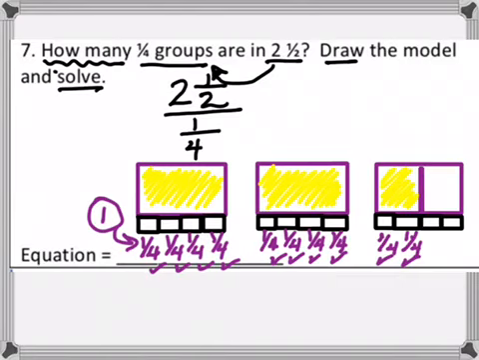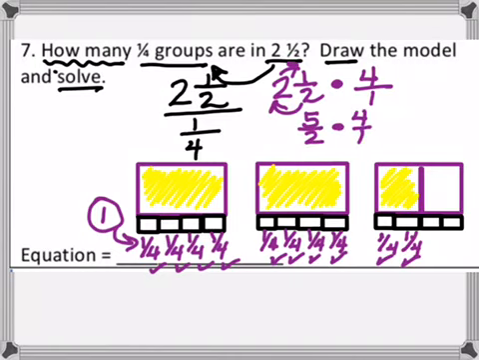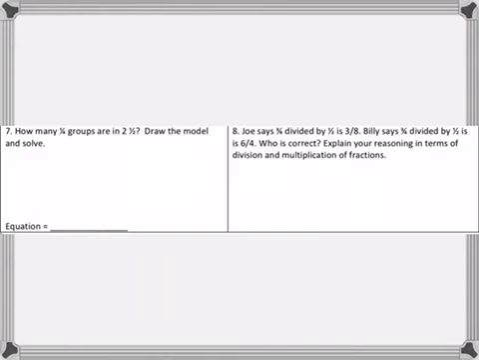But in order to really hone in on that to make sure it's true, I can use my same model of keep, change, flip, or multiply times the reciprocal. Well, I literally cannot multiply 2.5 times the reciprocal of 1/4. I have to change that mixed number to its improper fraction form. This gives me 5/2 times 4/1. That gives me 20 divided by 2, and 20 divided by 2 gives me 10. So it makes mathematical sense based on my model and on my calculation.